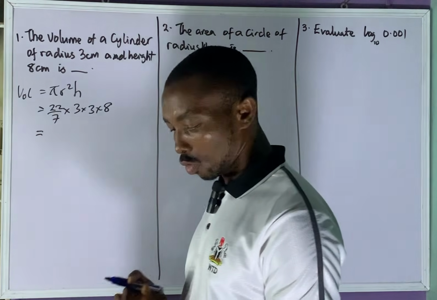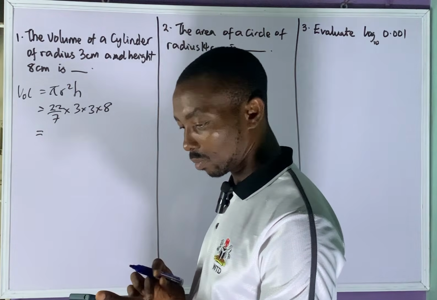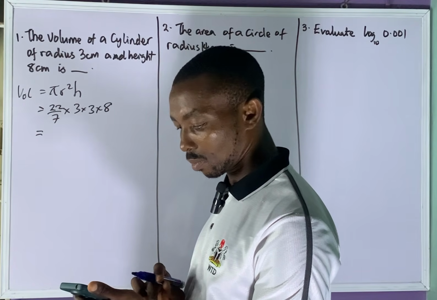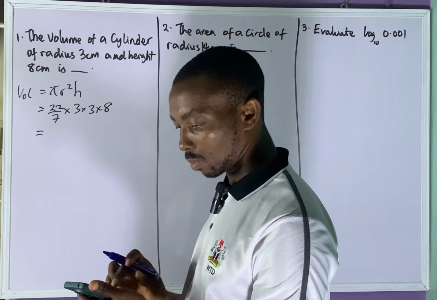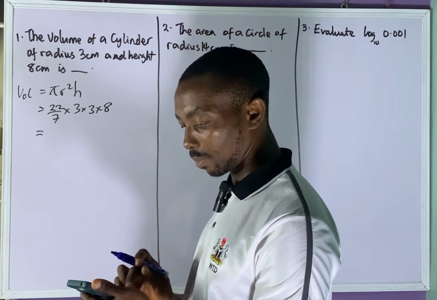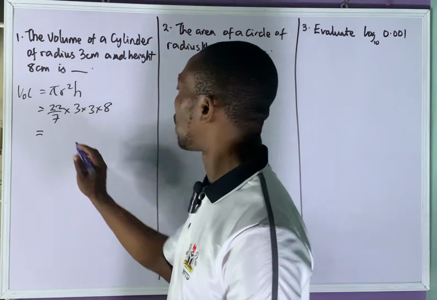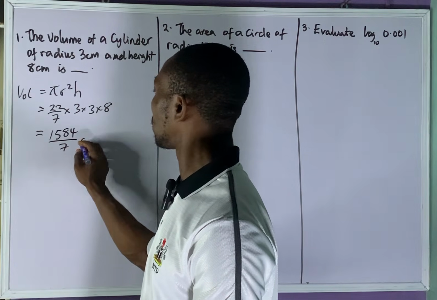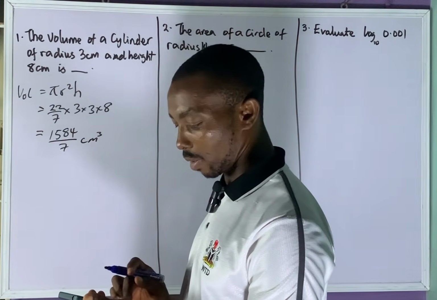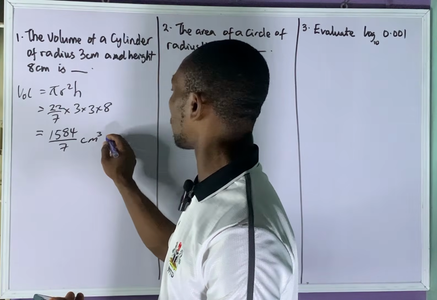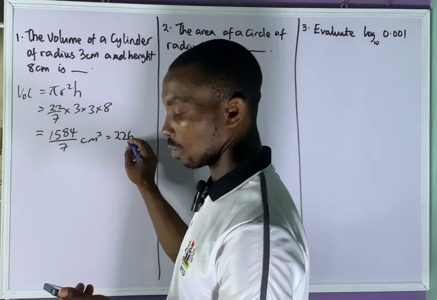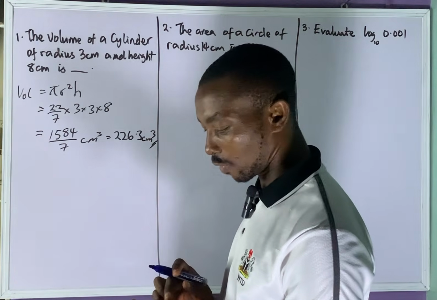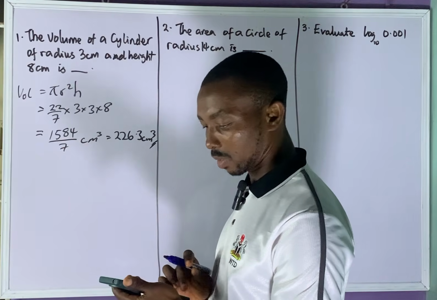So this gives us 22 times 9 times 8. That will give us 1584/7 cm cubed. If we break it down, divided by 7, that gives us about 226.3 cm cubed. That will give us the volume of our cylinder.